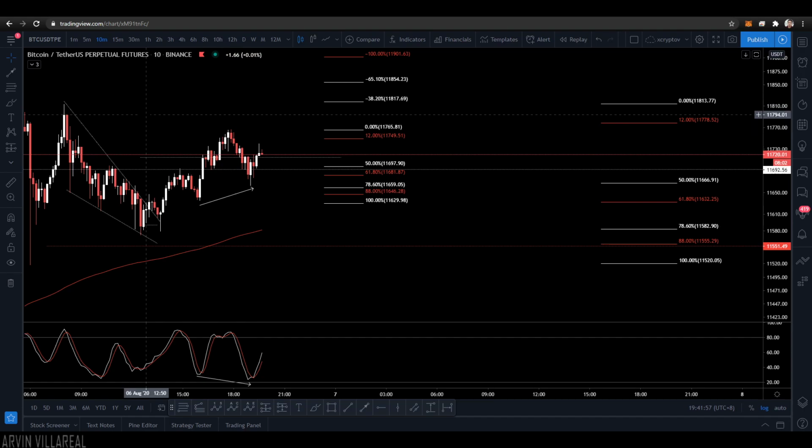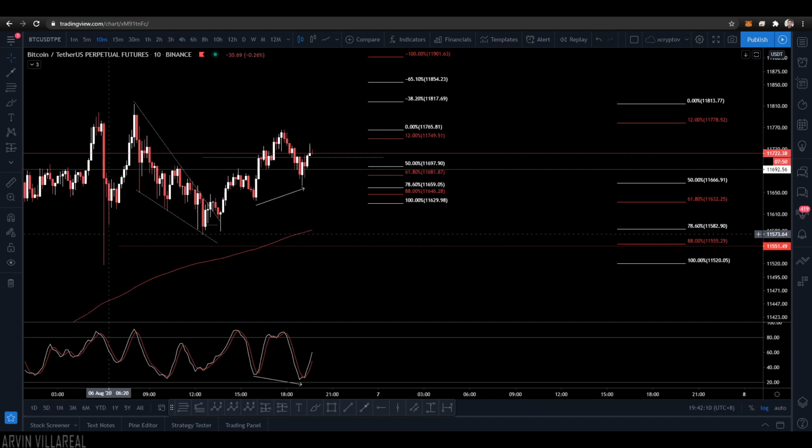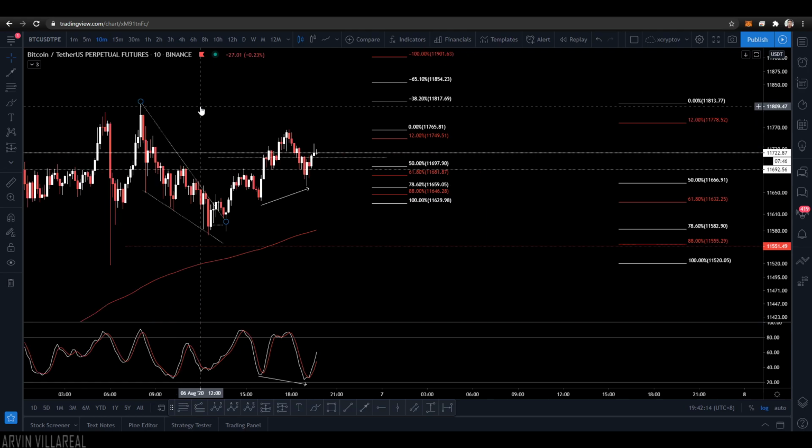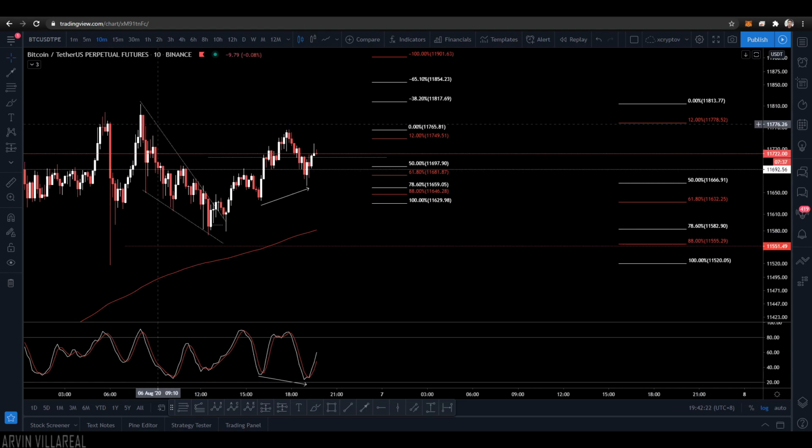What's going on with BTC? We're currently at 11,720. Kanina umaga, mataas tayo, nag-11.8 tayo kanina. So what I did earlier was I plotted swing low to swing high. Okay, i-replot na lang natin.